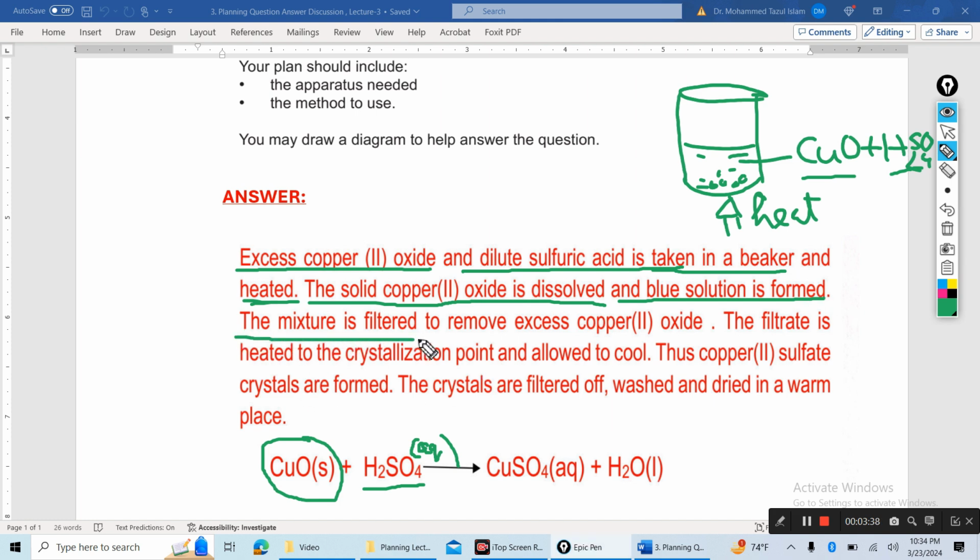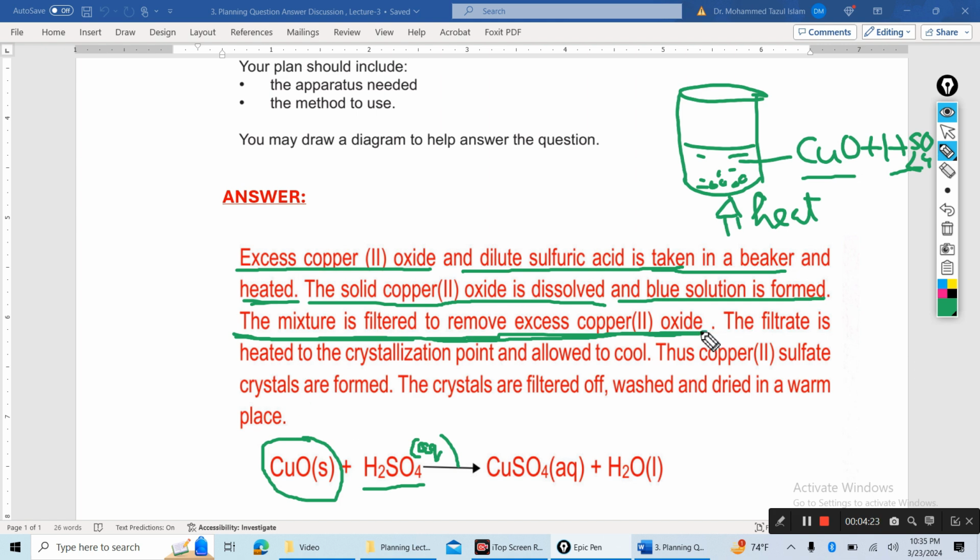The mixture is filtered to remove excess copper 2 oxide. As you have taken excess copper 2 oxide, all the copper 2 oxide will not dissolve. Some extra copper 2 oxide will remain undissolved, so you need to remove that extra copper 2 oxide. That's why the mixture is filtered to remove excess copper 2 oxide. When the mixture is filtered, the excess copper 2 oxide is removed and you will get the filtrate, a clear blue solution.